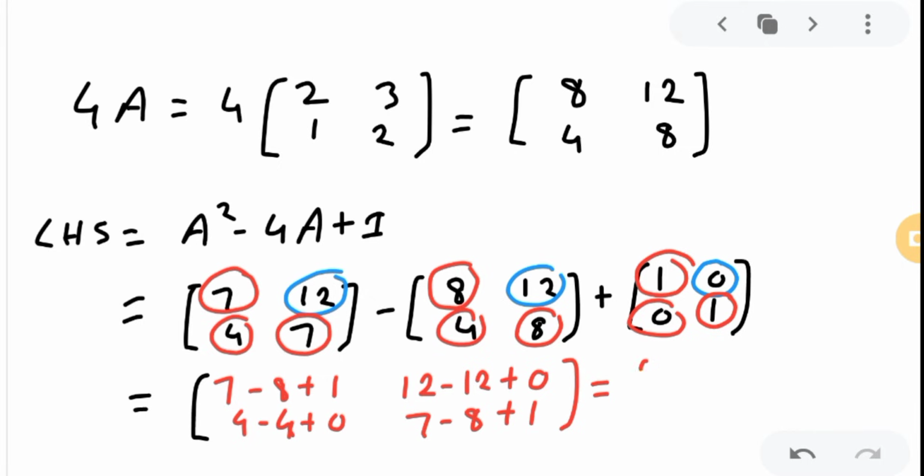So if you calculate, what will you get? 7 minus 8 plus 1. So 7 plus 1 I will do first. 7 plus 1 is 8. 8 minus 8 is 0.